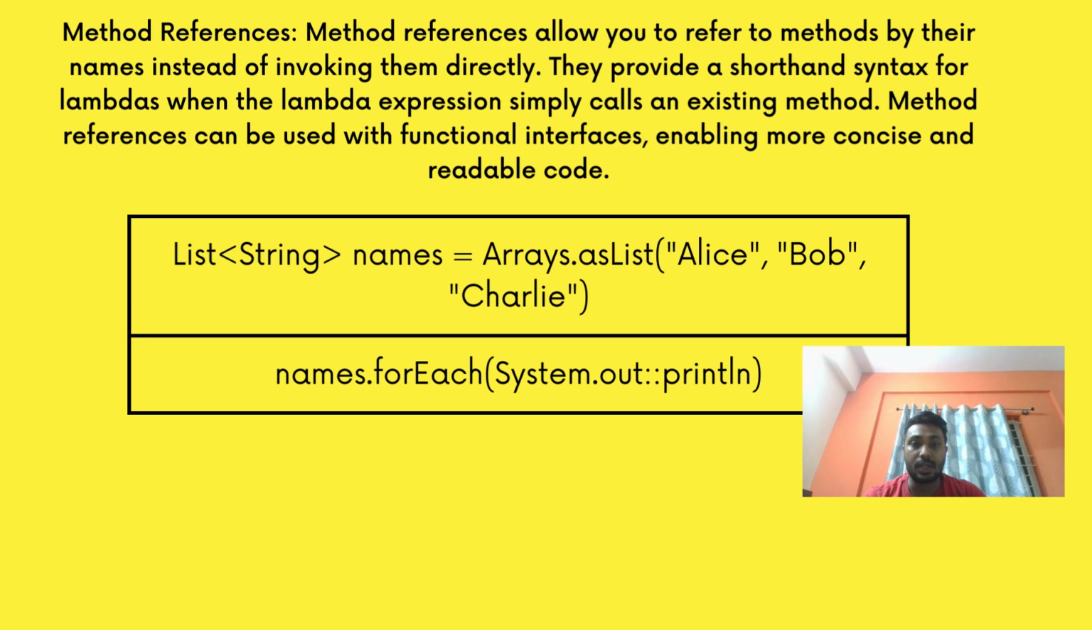So basically, you can see I have created a list of strings, names, using Arrays.asList, with three people. Then names.forEach(System.out::println). So here, when we write names.forEach with System.out.println, it's pointing to each element, so all the names. So that is the method reference.